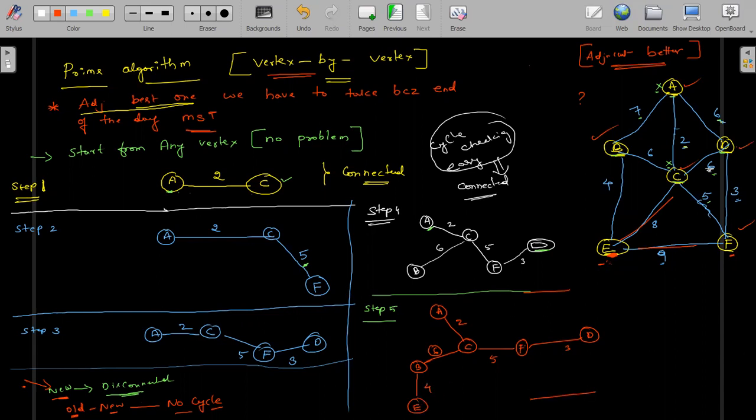So this is how you're going to create the MST, minimum spanning tree. That's it. Clear? Everybody clear or not? So this is how you're going to create it. Fine.